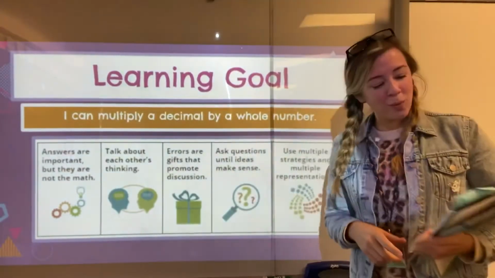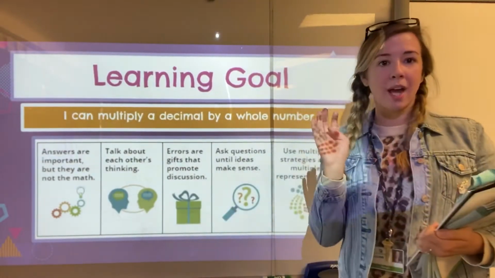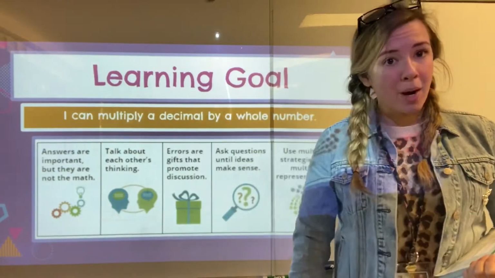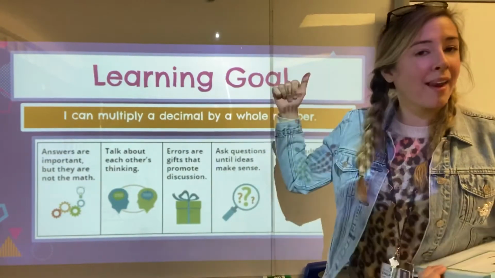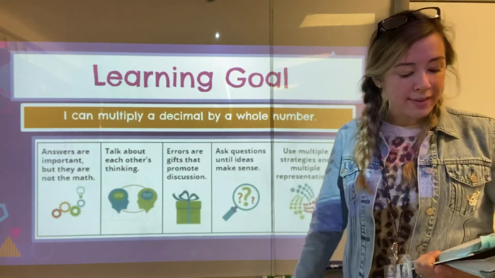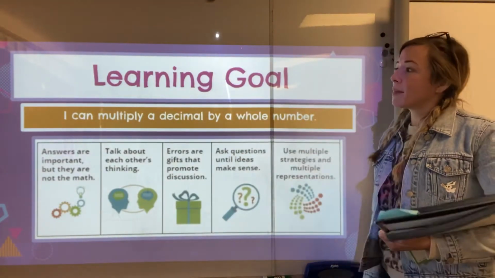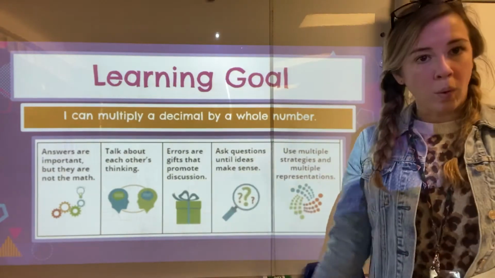Howdy students, we are getting started with lesson 4-4, which is multiply a decimal and a whole number. We're going to take what we learned last time and just do it a little bit more today, so things will get a little more complex, but we can do it. Here is our learning goal. I can multiply a decimal by a whole number.